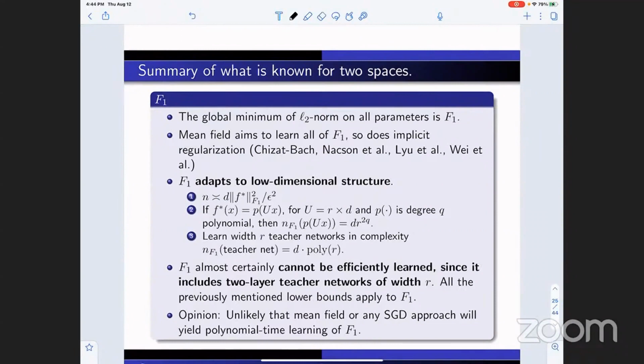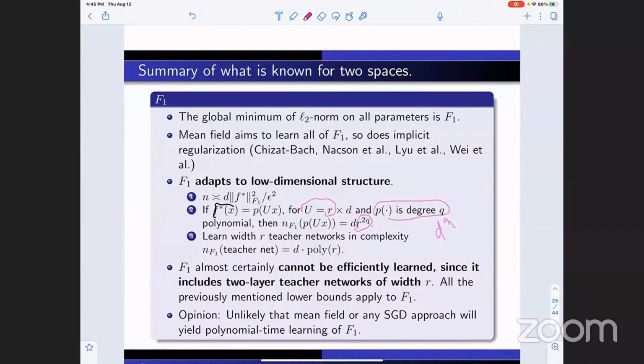If you are a statistician that doesn't care about computation, F1 has all of the magical properties you would desire. The sample size is proportional to the F1 norm squared over epsilon squared, and the F1 norm is adaptive to lower dimensional structure. Meaning if f star of x were some polynomial of Ux, and U just chooses r of the coordinates or an r-dimensional subspace, and this polynomial is degree q, you only pay exponential in r to the q, right? You don't pay d to the q. A kernel method would pay d to the q. It just essentially ignores the fact that it's low dimensional.